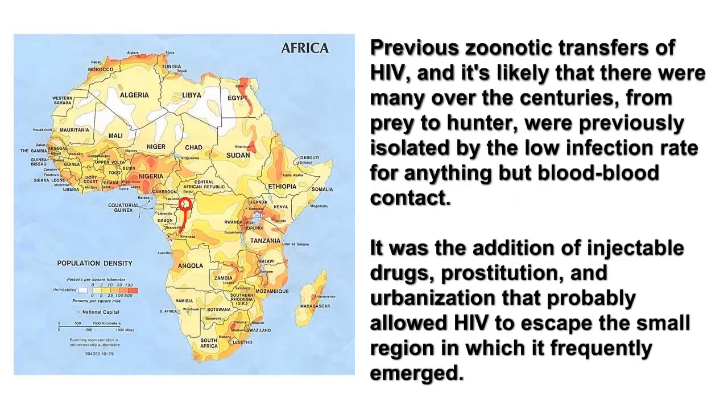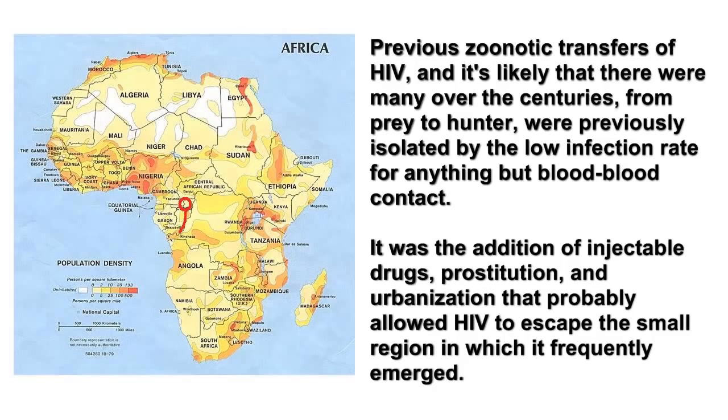Previous zoonotic transfers of HIV, and it's likely that there were many over the centuries, from prey to hunter, were previously isolated by the low infection rate from anything but blood-blood contact. It was the addition of injectable drugs, prostitution, and urbanization that probably allowed HIV to escape the small region in which it frequently emerged.